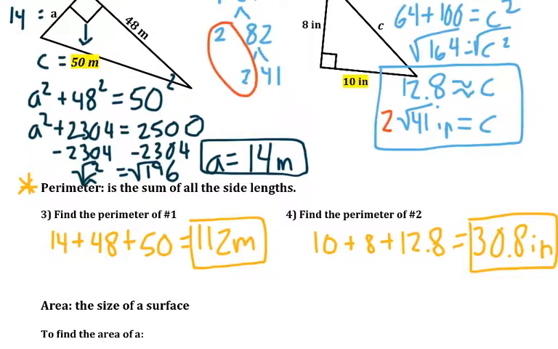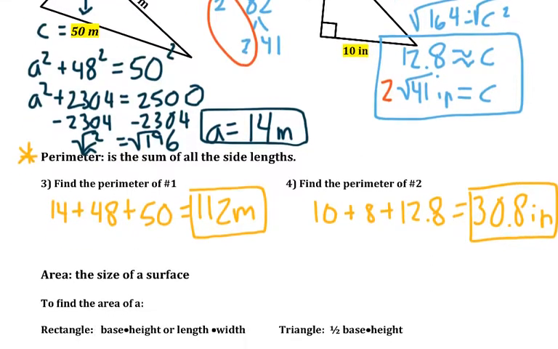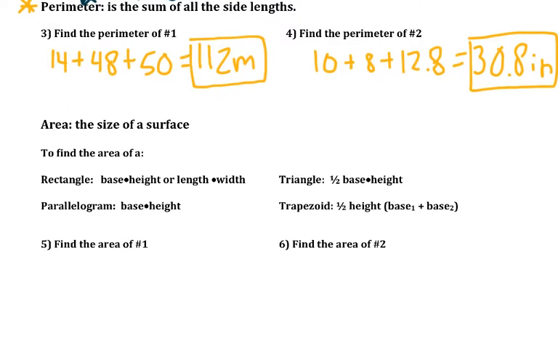Now we're going to shift gears a little bit, and instead of talking about perimeter, we're going to talk about area. Remember, the area is the size of a surface. Finding the area of a rectangle, we would do base times height or length times width. If it's a triangle, we do base times height, and then we just multiply it by 1/2, because a triangle is half of a rectangle. If it's a parallelogram, we're going to do base times height. Now, a parallelogram looks like this. Okay, something like that. Parallelogram.